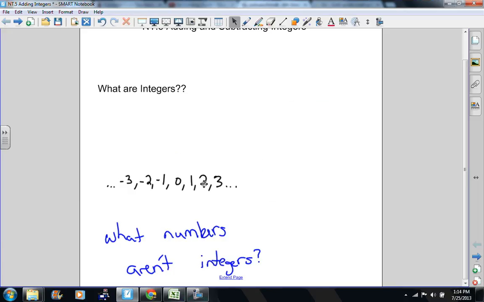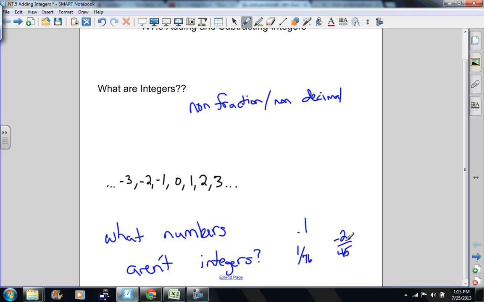They're any whole number, so 0, 1, 2, and 3, and so on, plus their additive inverse. So any non-fraction, non-decimal. That's what you want to write down. When I say integers, non-fraction, non-decimal. So if I asked what numbers aren't integers, well, that's any fraction or decimal. So like 0.1 and 1/76 and -2/45. Okay? Fractions or decimals are not integers. Non-fractions, non-decimals are integers.